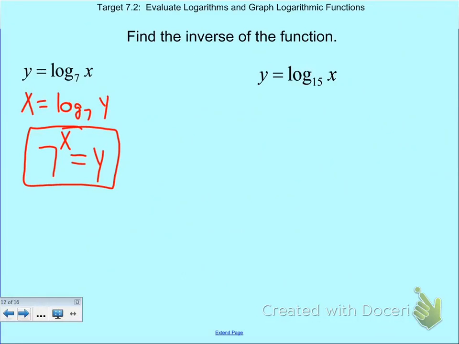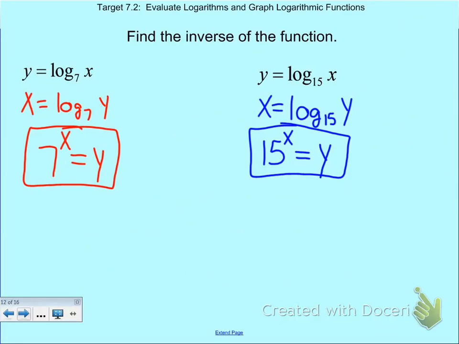Next one is y equals log base 15 of x. So again, first step, switch the places of the x and the y. So x equals log base 15 of y. We rewrite it in exponential form. So 15 to the x equals y. And that is our answer because we want to solve for y.